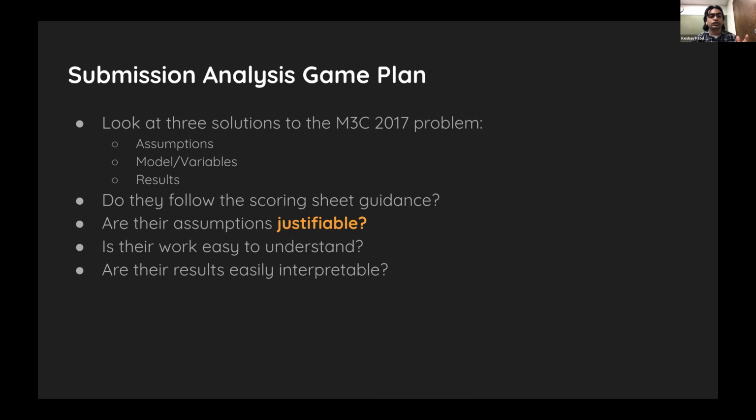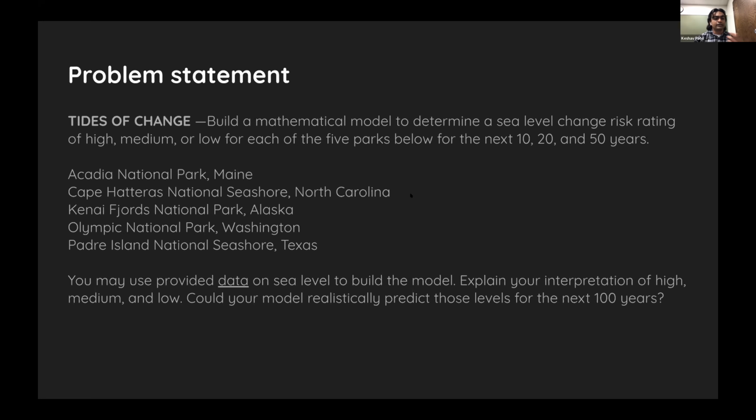What I'm going to do first is just remind everybody what the problem statement is, and I'll read this out. This was part 1 of the 2017 question. Tides of change. Build a mathematical model to determine a sea level change risk rating of high, medium, or low for each of the 5 parks below for the next 10, 20, and 50 years. And these are the 5 parks. You may use provided data on sea levels to build the model. Explain your interpretation of high, medium, and low. Could your model realistically predict those levels for the next 100 years, right?